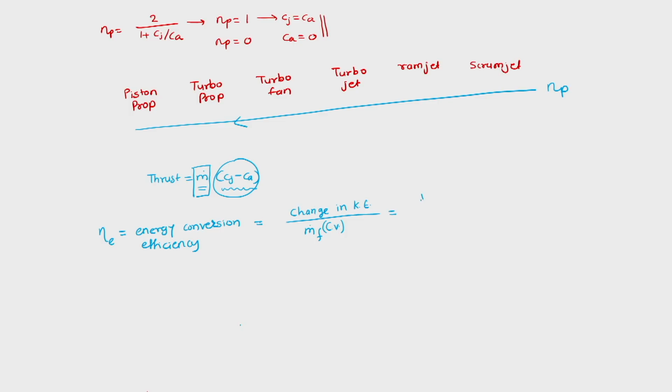energy conversion efficiency. So we have half m dot A into Cj square minus Ca square divided by m dot F into calorific value. Okay. So this is the formula for energy conversion efficiency. Then we have the next formula, which is called overall efficiency. Overall efficiency of the power plant.